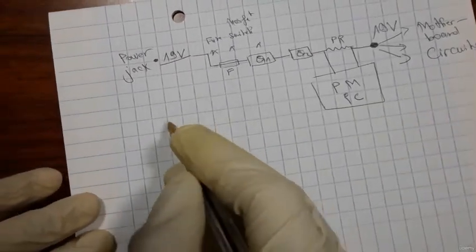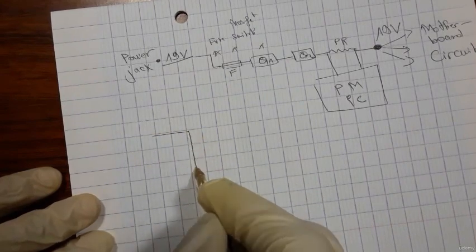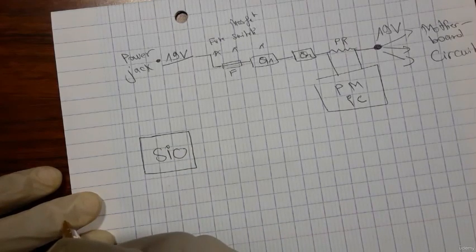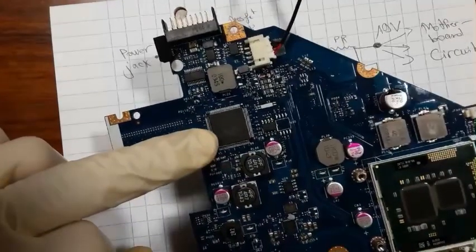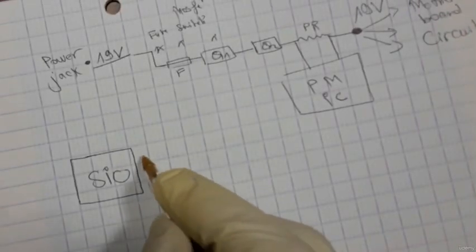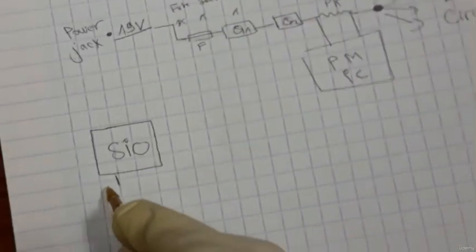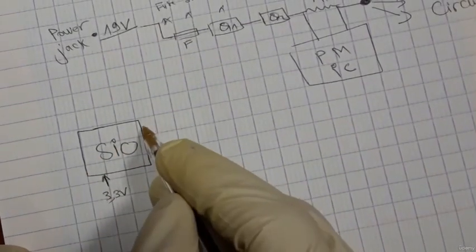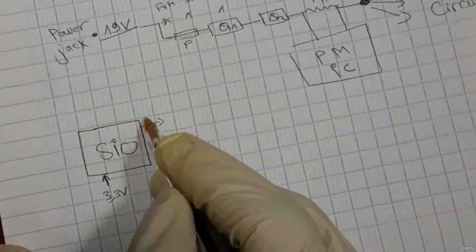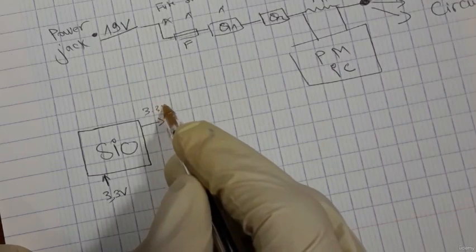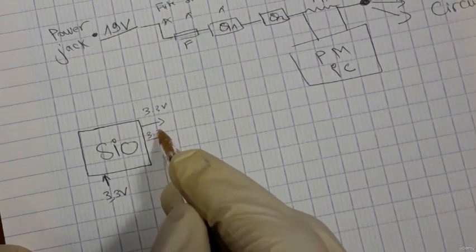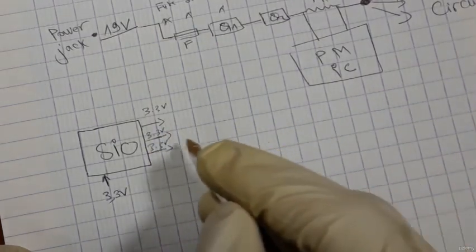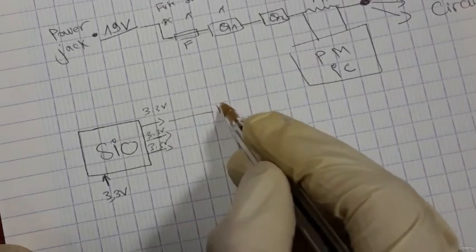So for the SIO, in the motherboard we also have the super IO, or super input output IC, this one. This SIO is powered with 3.3 volt and also gives 3.3 volt signal to many components, exactly to the keyboard.